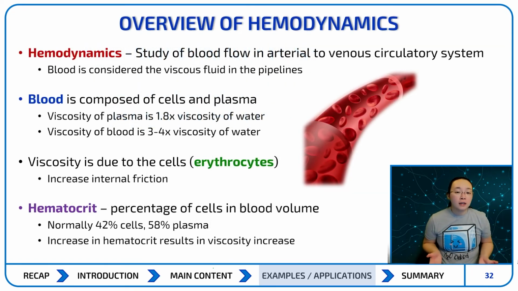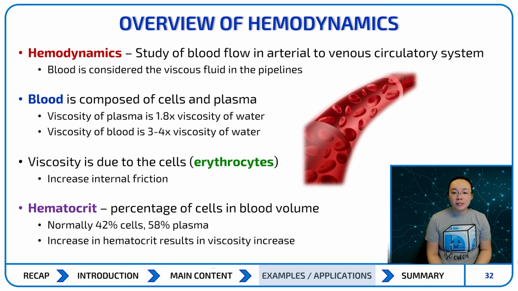So first, let's go through an overview of hemodynamics. Hemodynamics is the study of blood flow in arterial to venous circulatory systems. Blood is considered the viscous fluid in our pipelines. Just keep in mind those pipelines aren't perfect, but in order to do calculations with them, we're going to model them as pipelines. Your blood is composed of cells and plasma. It's not just fluid. And remember, we had different coefficients of viscosity for plasma and blood earlier in the lecture.